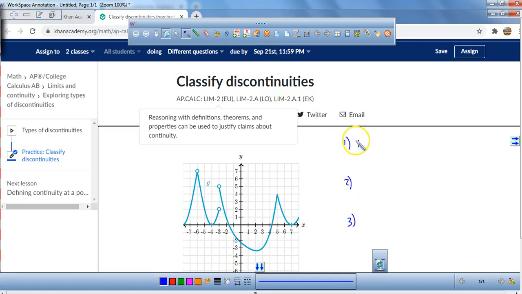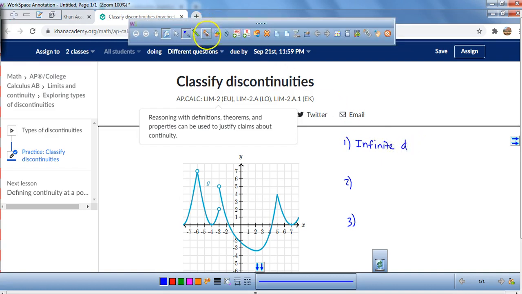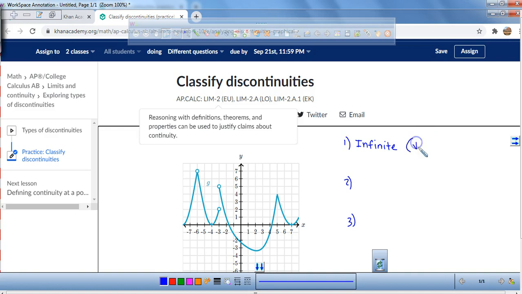All right? So the most common one you're going to run across is infinite discontinuity. I'm not going to spell discontinuity because it's right there, but I'll try to spell infinite neatly. Infinite discontinuity is always when you're dealing with vertical asymptotes. When you see vertical asymptotes in a graph, you know you're going to have some infinite discontinuity going on.